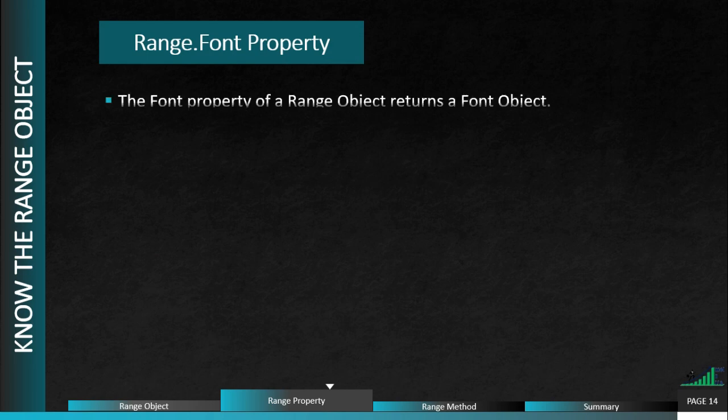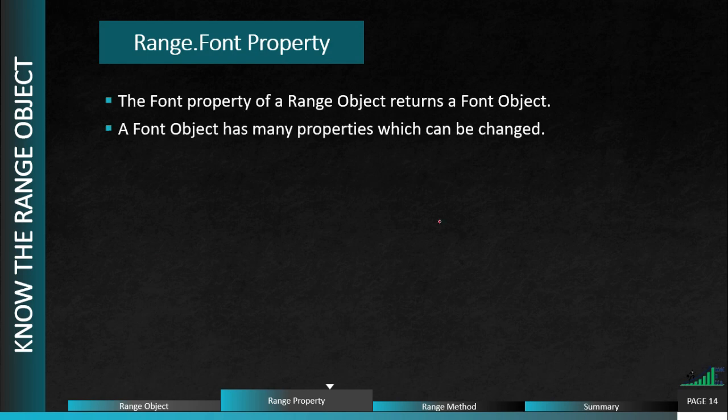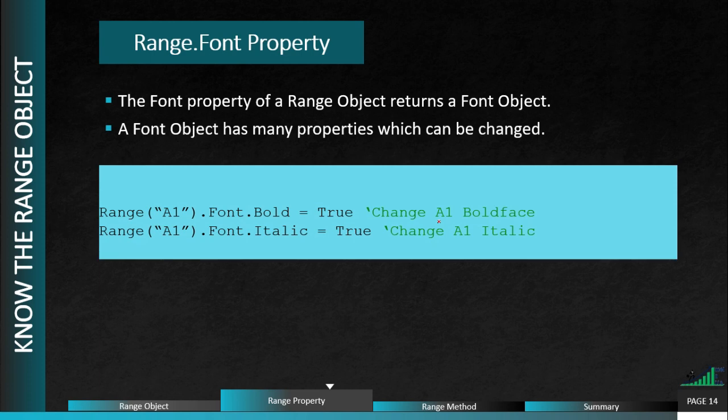Okay, Range dot Font property. Font is a property of the range object. It has a font, any kind of font. You can make it bold or underline, whatever you want. A font object has many properties which can be changed. Under the font object, you will have many other properties.